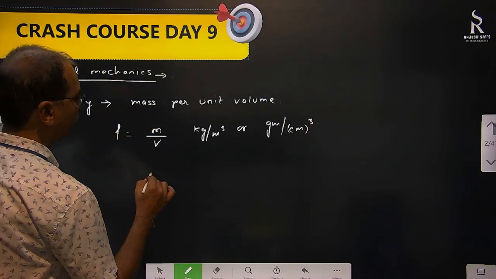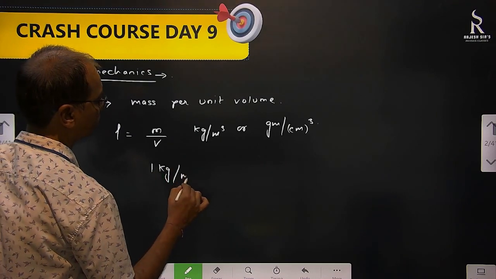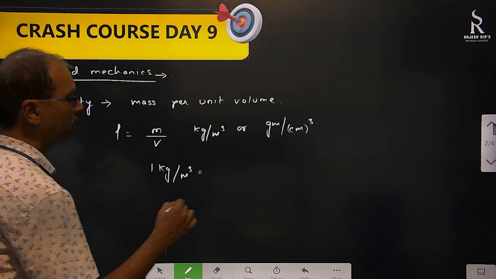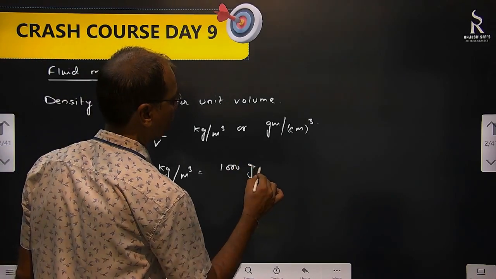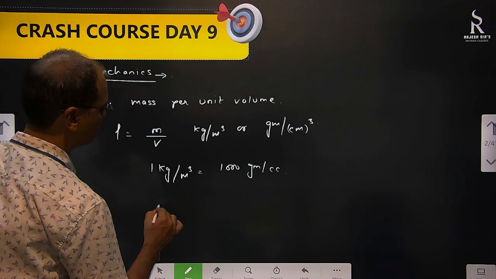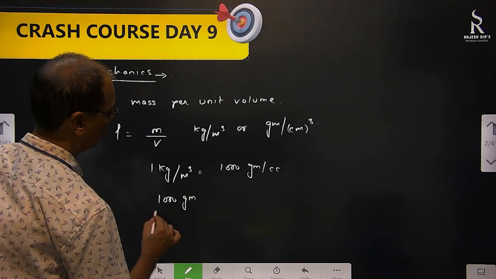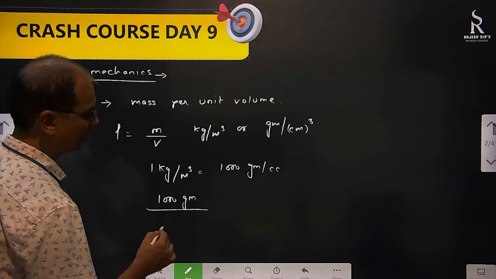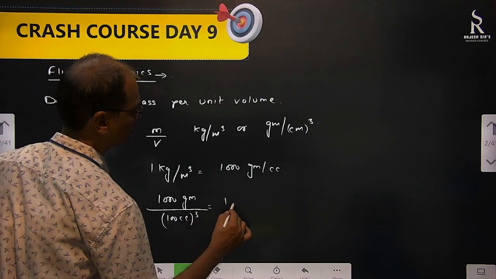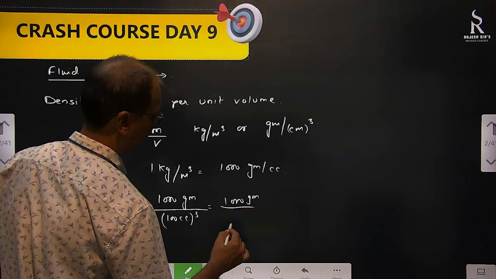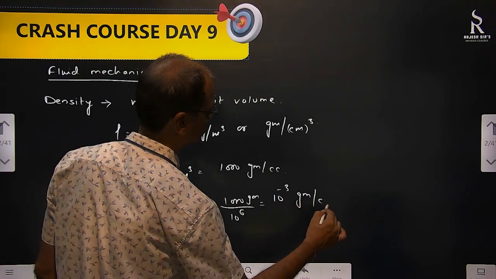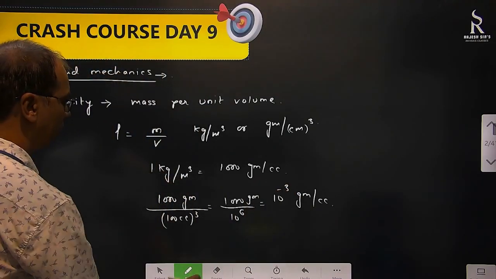Okay, 1 kg per meter cube equals how many gram per cc? Very important. 1000 gram per cc. Let's see, am I correct or not? Because conversion of units and dimensions we have studied that. So 1 kg means 1000 gram, and 1 meter cube means 1 meter is 100 cm. So 100 cm cubed. So 1000 gram by 10 to the power 6. So actually 10 to the power minus 3 gram per cc. Not 1000.